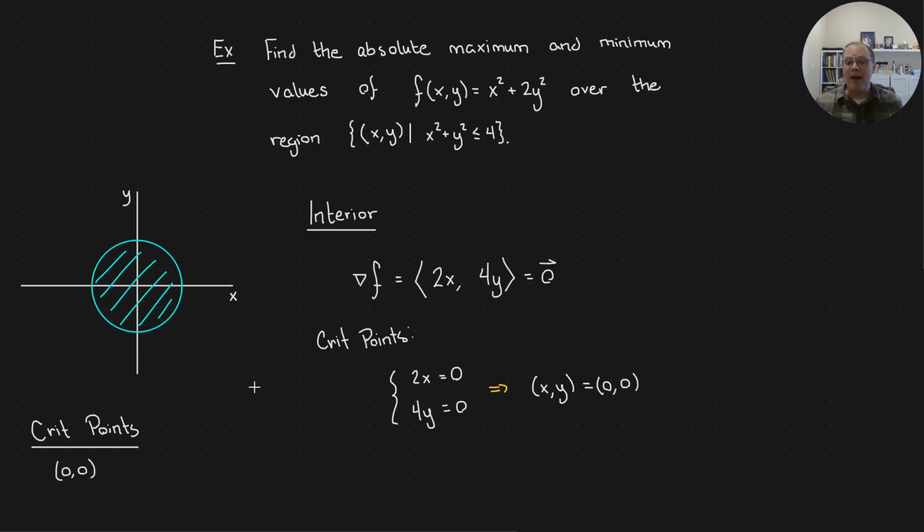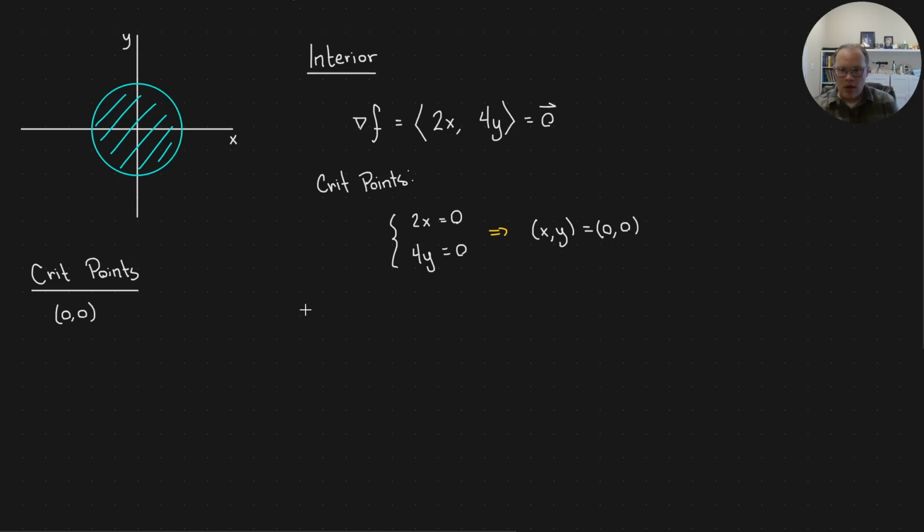Now we need to look at the boundary. Now to consider the boundary, what we want to do is we want to parameterize the boundary. We want to find a vector-valued function that traces out the boundary. In this case, our boundary is just a circle. That's easy to trace out. The easiest way to trace out a circle is to use r cosine t, r sine t, where r is the radius of the circle.